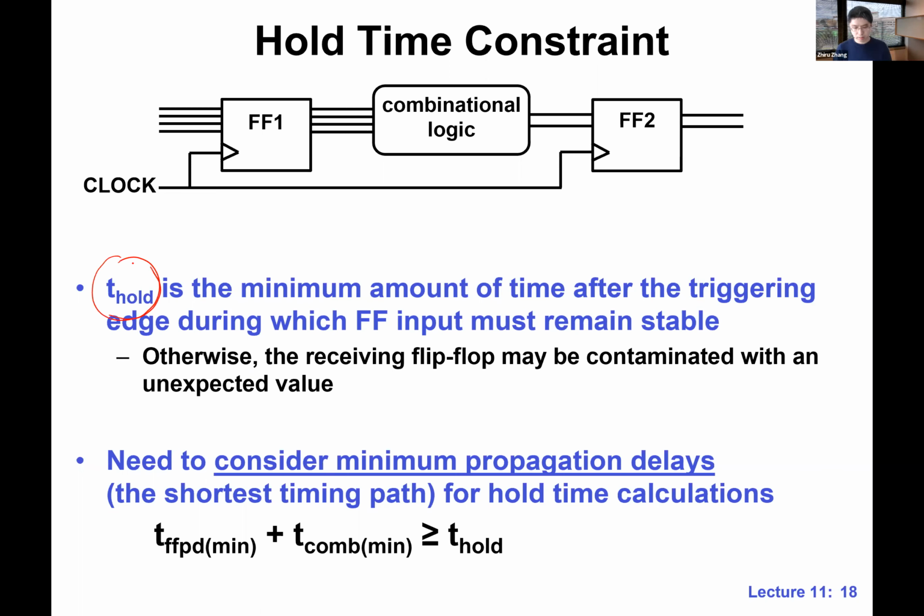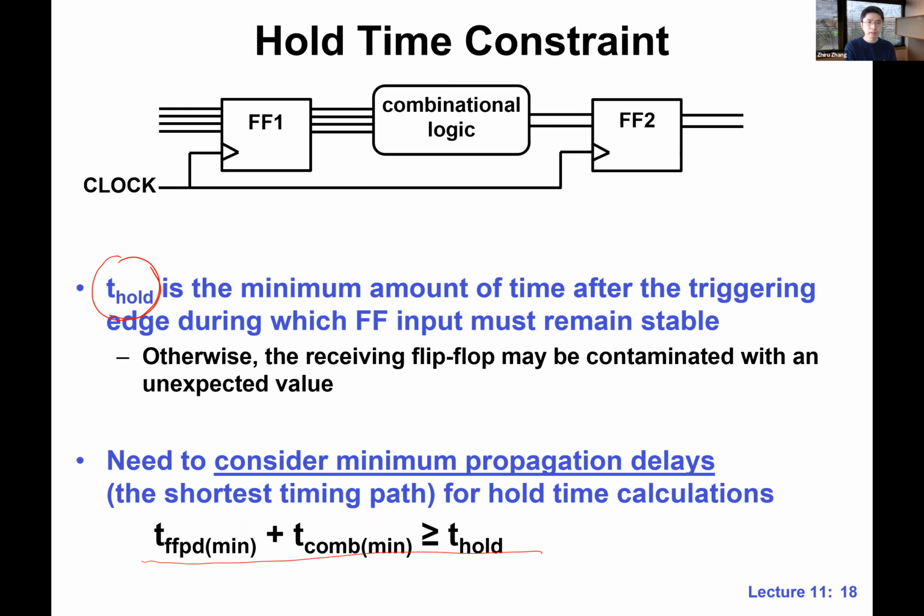And this is where we have to consider the minimum propagation delay. Why is that the case? See here, I'm showing the equation directly. This is how we determine whether we have a hold time violation or not. This is independent of the clock period. Basically, T clock is not in this inequality. So we only need to consider the minimum delay of the flip-flop and the minimum delay of the combinational logic. To help you understand this, maybe I can ask you guys a question.